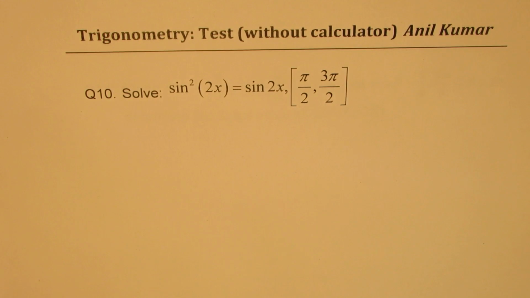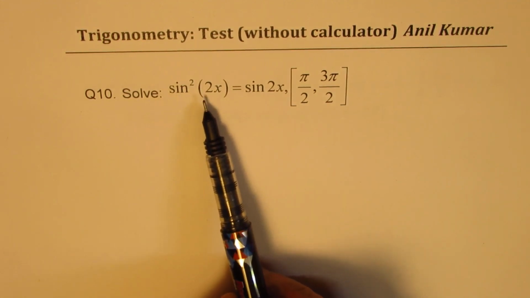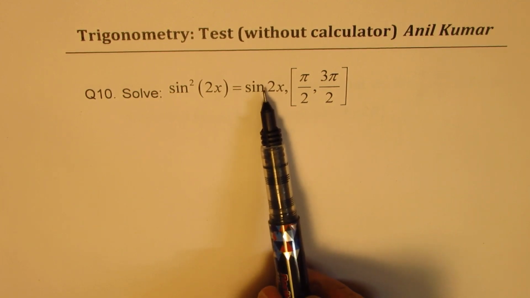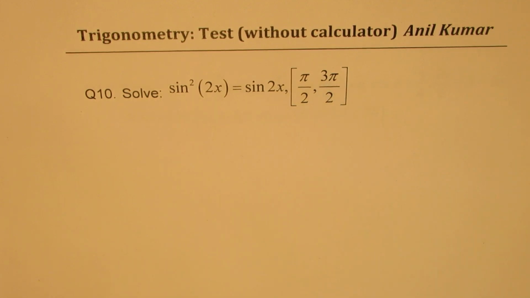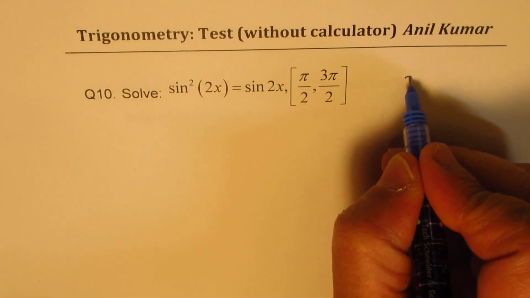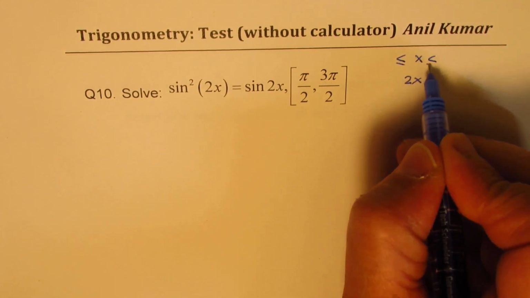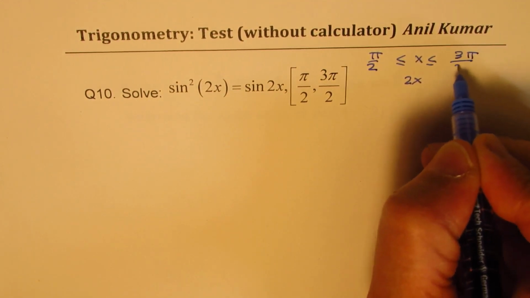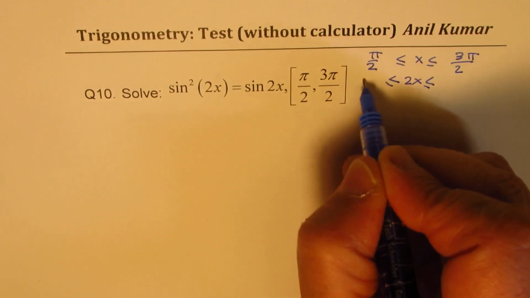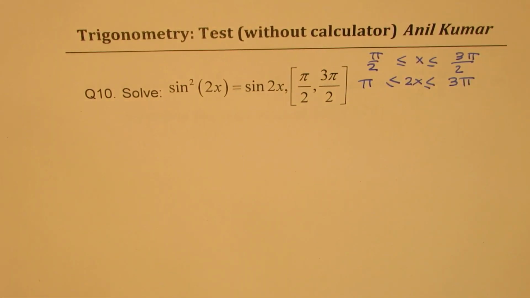We have question number 10 here now. Question number 10 is sine square 2x equals sine 2x. Now we have to work in the domain pi by 2 to 3 pi by 2, right? So let's see this domain here. We have 2x. Okay, so we are given x between pi by 2 and 3 pi by 2. So 2x will be multiplied by 2, we get pi to 3 pi, correct? That is what our domain is.